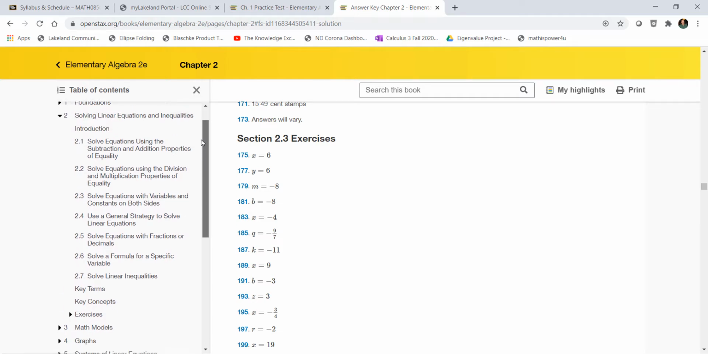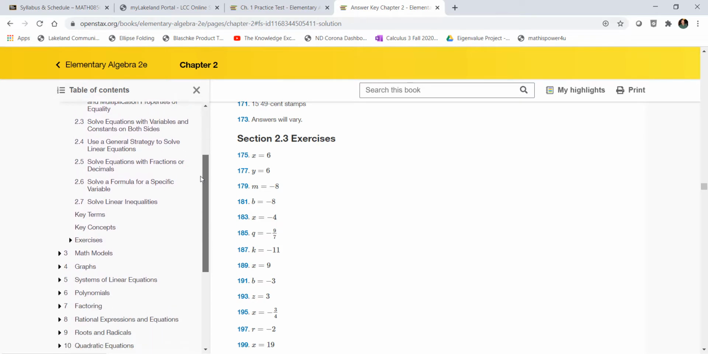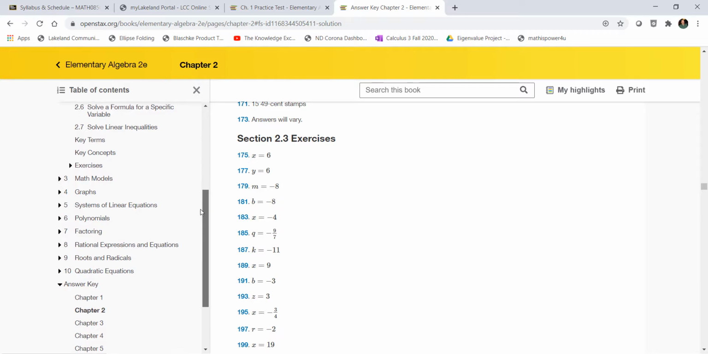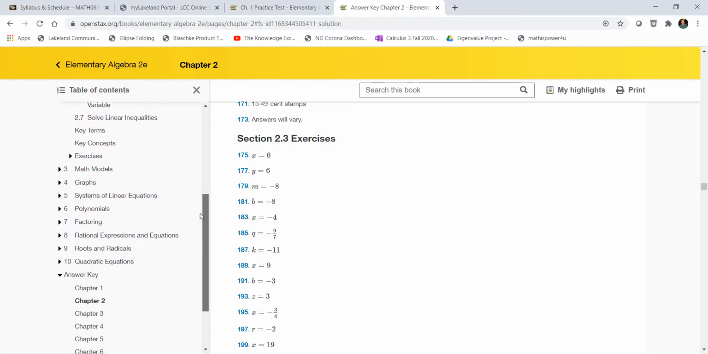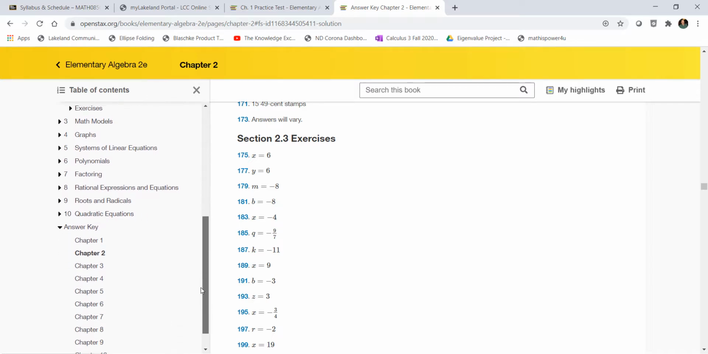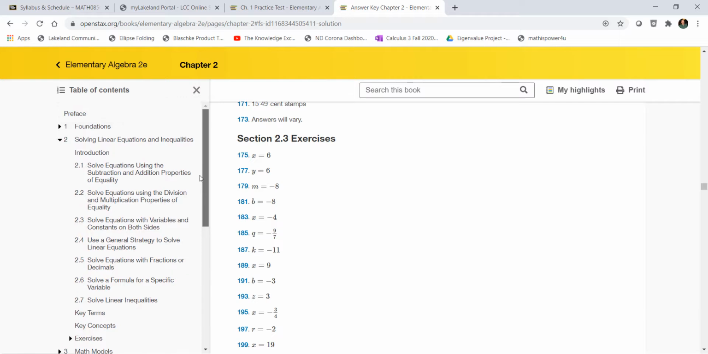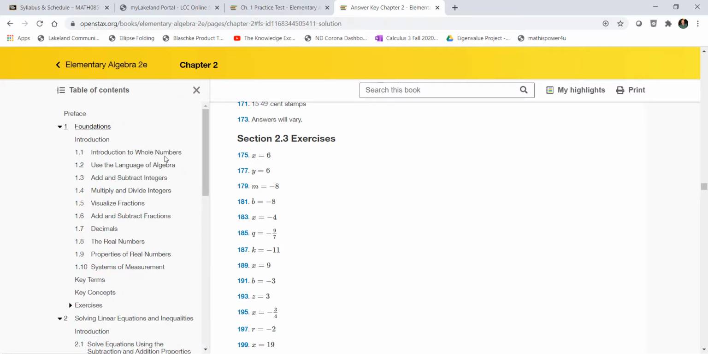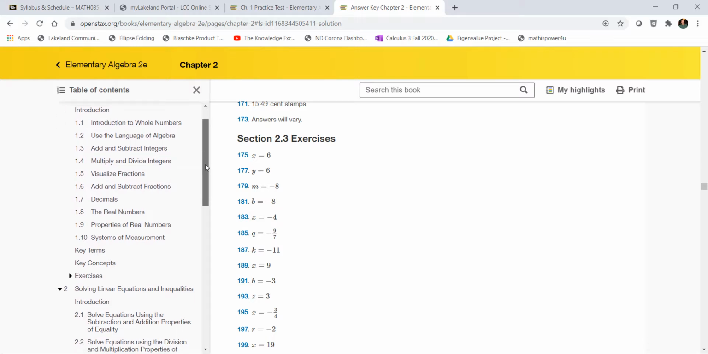In the textbook, there are 10 chapters. Our course covers chapters 2, 3, 4, 5, and 6. Okay? Chapters 7, 8, 9, and 10 are in Math 0950, our intermediate algebra class. This Chapter 1, Foundations, is really Math 0745 here at Lakeland.